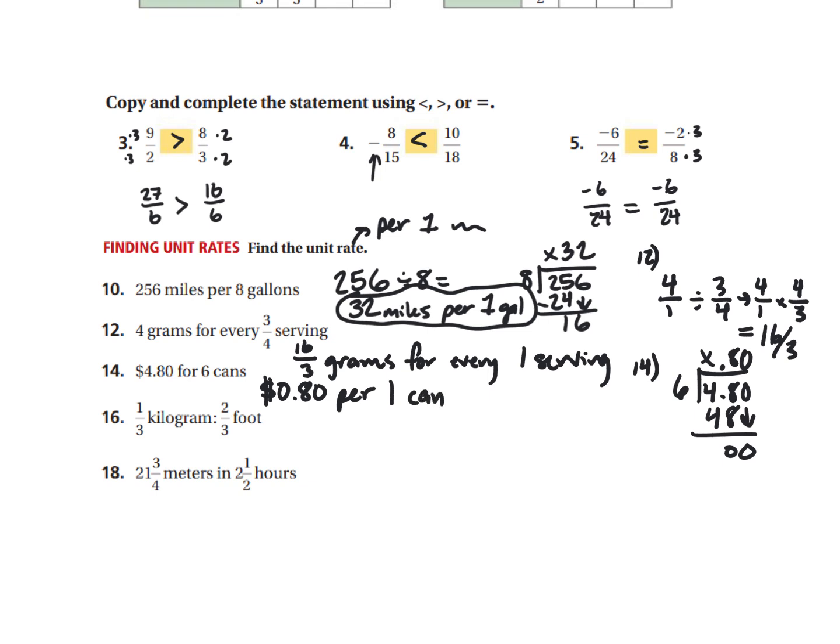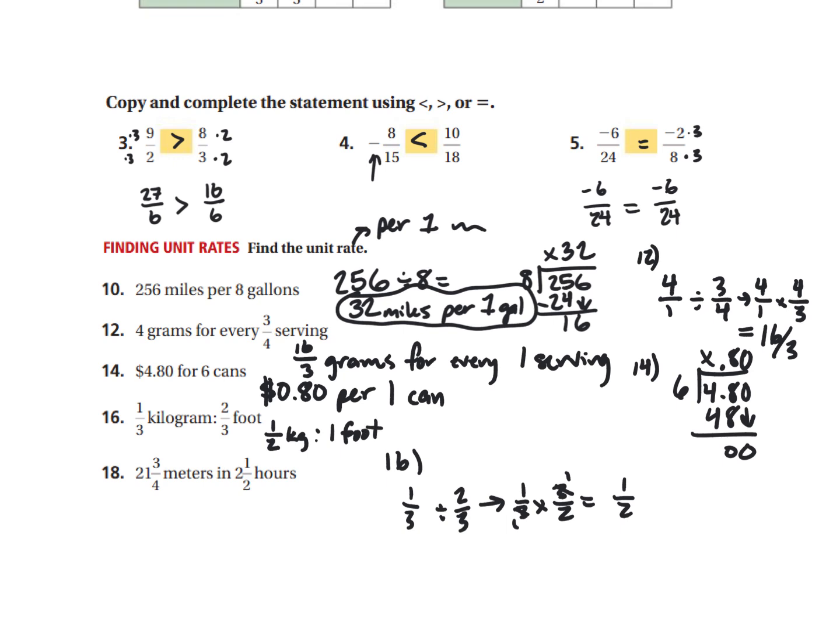All right, number 16, put right here. Again, I'm going to take my first number, 1/3 kilogram, and divide it by my second number, 2/3 foot. This is going to turn into 1/3 times 3 over 2. And I get an answer after I simplify here of 1/2. So I would have 1/2 kilogram or kg per 1 foot.